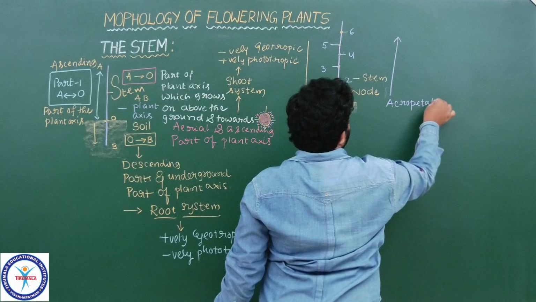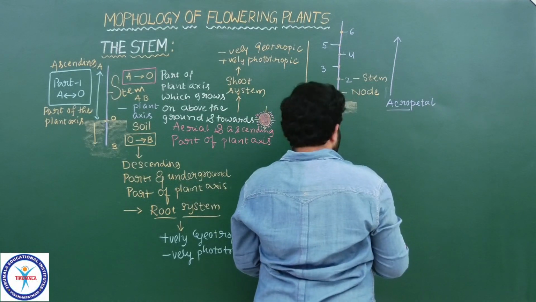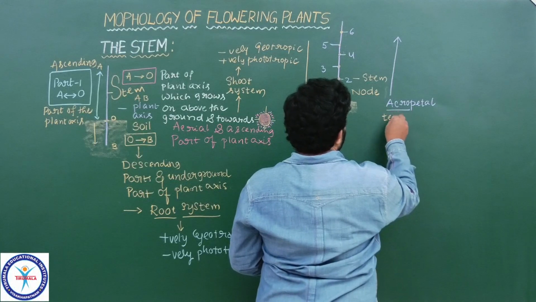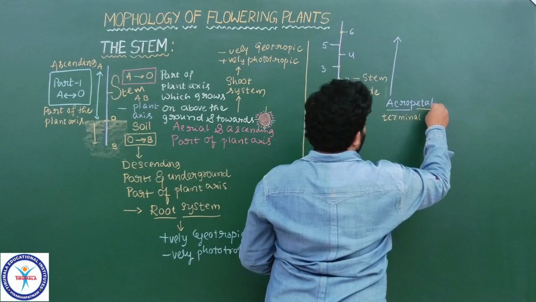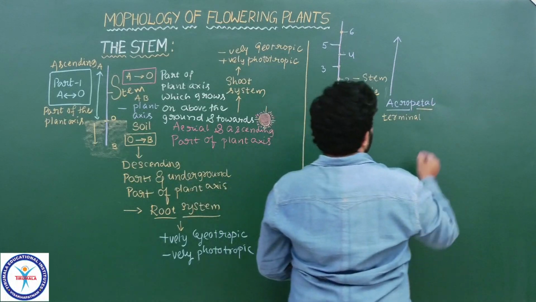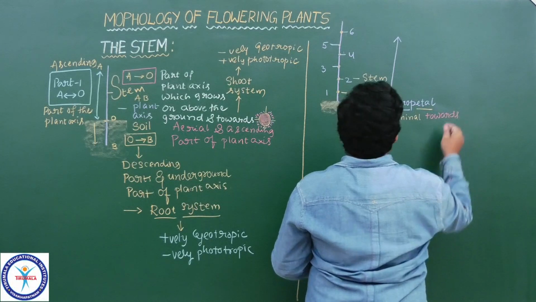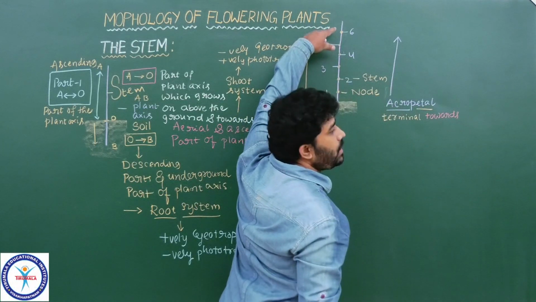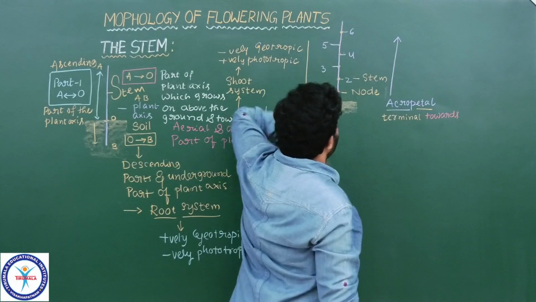Acropetal manner. Please remember this word, acropetal. Here acro means terminal, and petal means towards. So in which direction are the nodes going to exist or differentiate on the stem? In the acropetal manner.